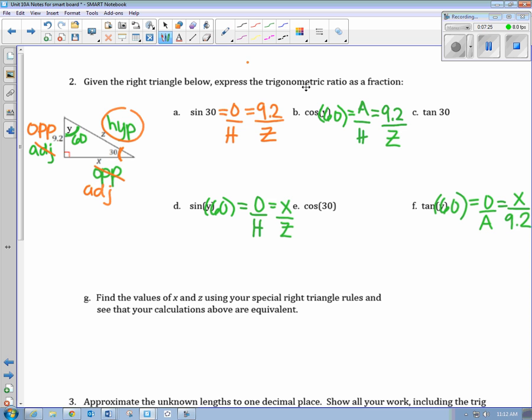Part C, the tangent, is opposite over adjacent, which is 9.2 over x. And then part E, the cosine of 30, adjacent over hypotenuse, which is x over z.